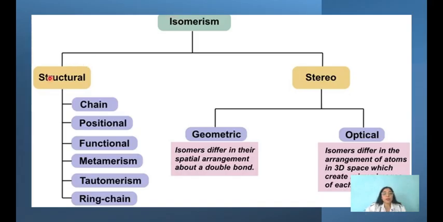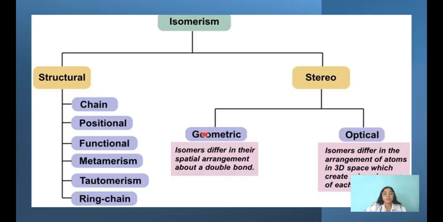Isomerism is subclassified as structural isomerism and stereoisomerism. In this lecture we'll discuss structural isomerism, which is again subclassified as chain isomerism, positional isomerism, functional isomerism, metamerism, tautomerism and ring chain isomerism. Stereoisomerism is again subclassified as geometrical isomerism and optical isomerism.